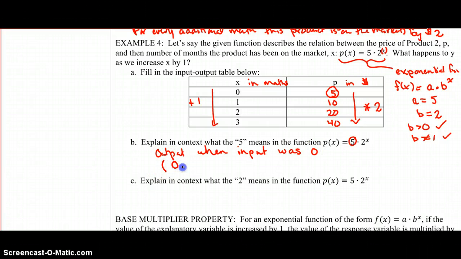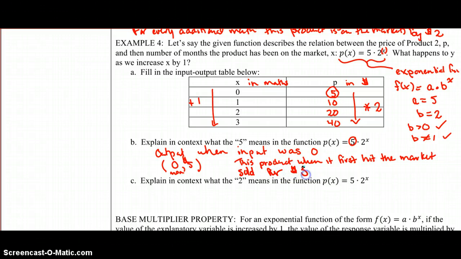Okay, as an ordered pair, it looks like this. When we input a 0, we get an output of 5. And with the context, again, this was months and this was dollars. So this product, when it first hit the market, sold for $5, or its price, we could say. When this product first hit the market, its price was, use the word from the story, its price was $5. So now explain in context what the 2 means.